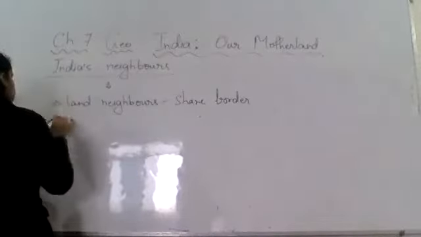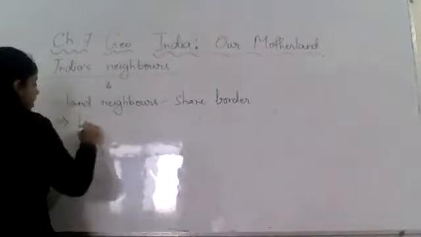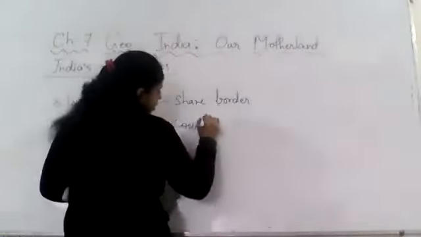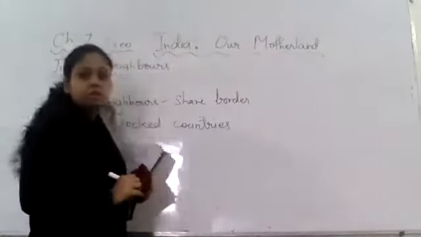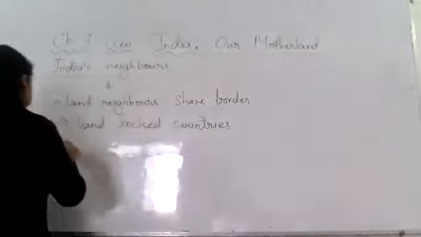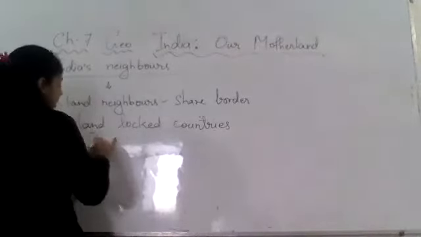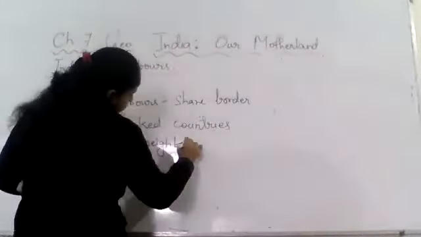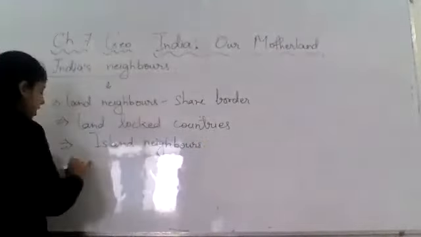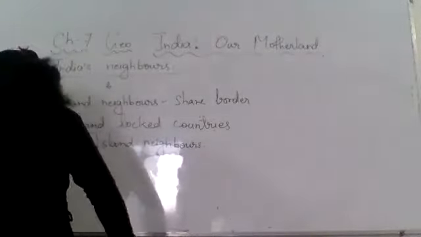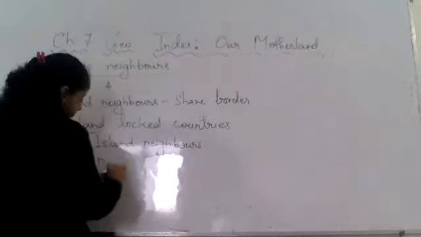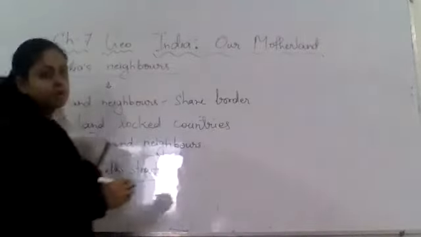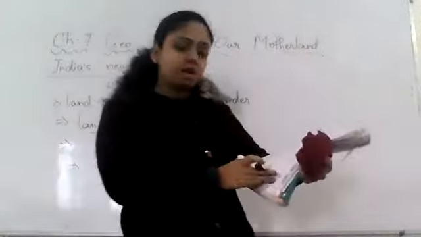Then we have some neighbors which are land-locked countries. Now, what are land-locked countries? That we will understand. Then we have island neighbors, that means neighbors which are islands, like Maldives. Then Palk Strait. Palk Strait is also our neighbor. Now, what is Palk Strait? That also we will understand.